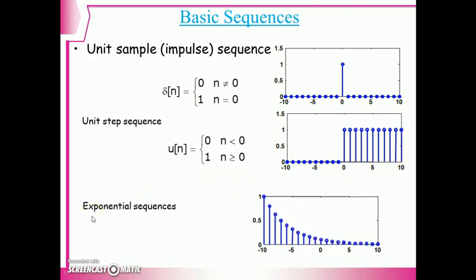Now another important sequence is the exponential sequence. You can see that the value of the signal is exponentially changing. One example is x of n equal to k multiplied by a power n. The n values are defined here, n equal to say minus 10, minus 9, minus 8, and so on.